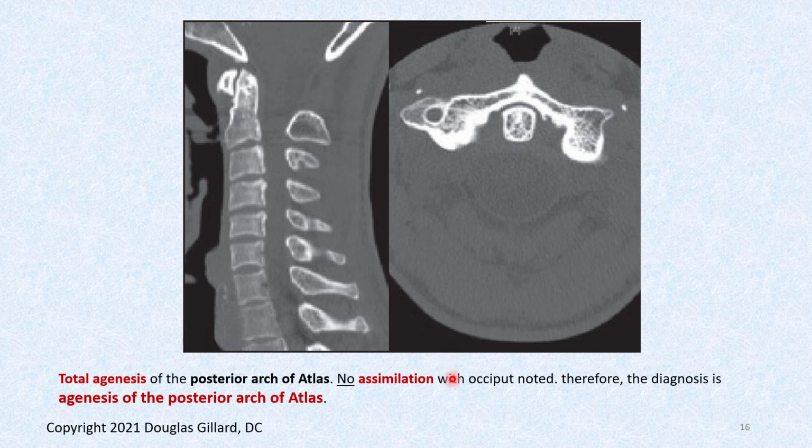Right? No assimilation of occiput noted. What in the heck does that mean? We're going to get into that in a minute. Because sometimes it just doesn't form, but sometimes it forms and it's up here on occiput. The posterior arch is stuck to occiput. Sometimes the anterior arch is stuck to occiput.